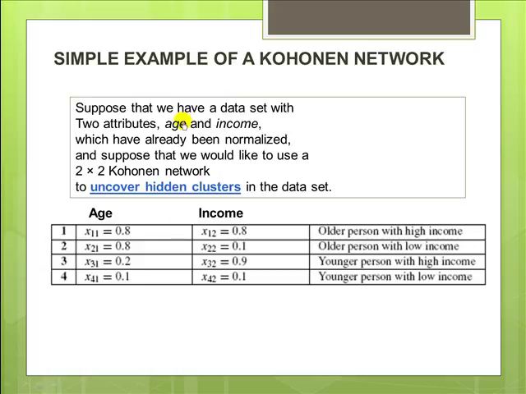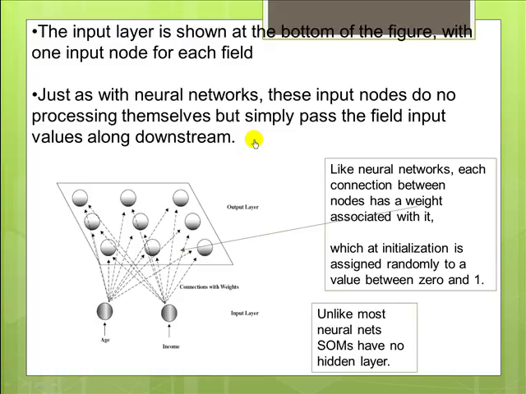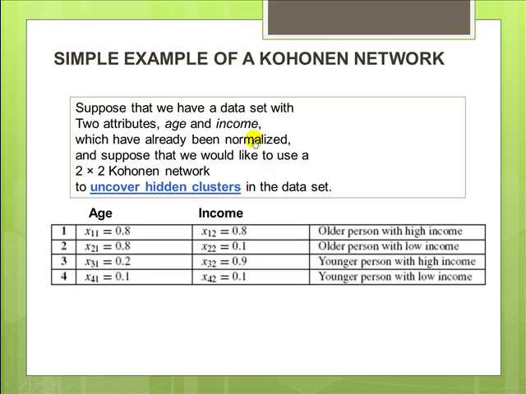Suppose that we have a data set with two attributes, age and income, which have already been normalized. And suppose that we would like to use a 2x2 Kohonen network to uncover hidden clusters in the data set. Here, in this picture, we had a 3x3 Kohonen network. That's the output layer being 3x3, but suppose we just have a 2x2 Kohonen network. Now, you can set up the number of nodes to be whatever you want. Depending on how you set it up, that's kind of like tuning the neural network, so it might work better or it might work worse.